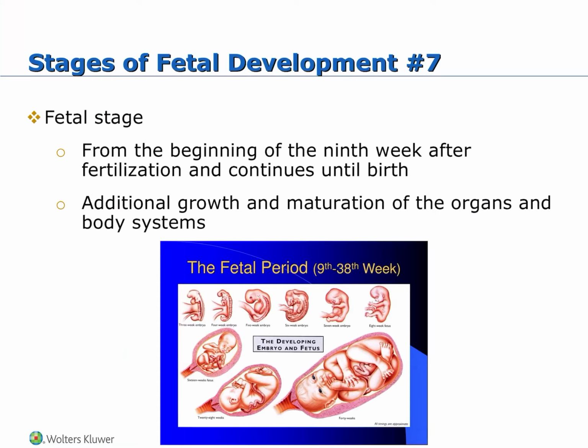During this stage, additional growth and maturation of the organs and body systems occurs. At this stage, the fetus is usually about 50 millimeters and weighs about 8 grams. And then by the end, when it's time to be born, they're usually about 36 centimeters and they weigh about 3,400 grams.